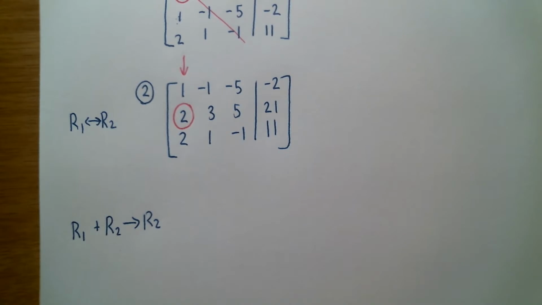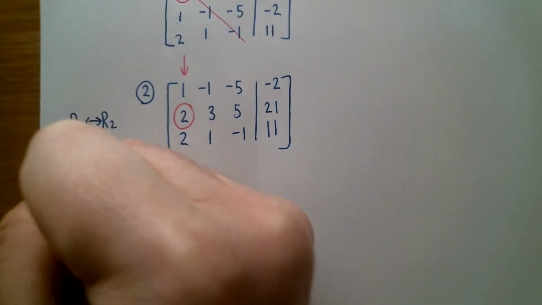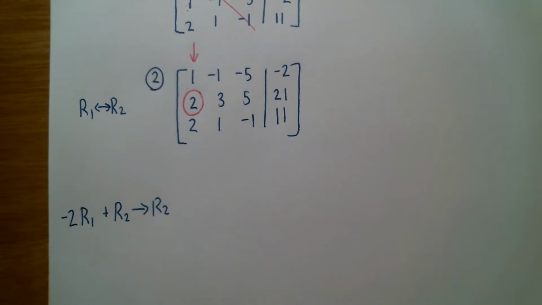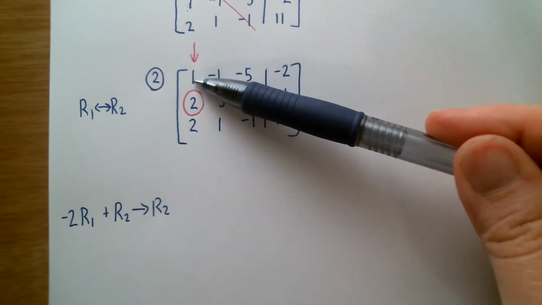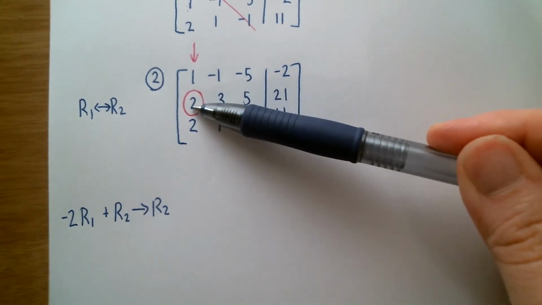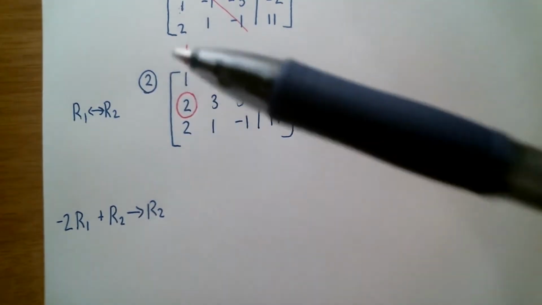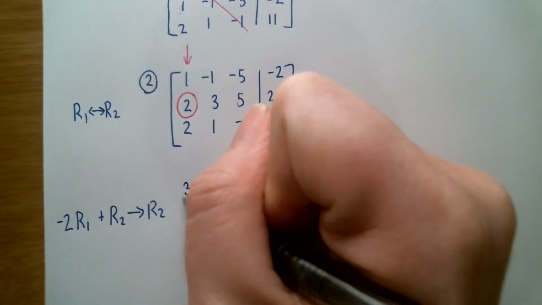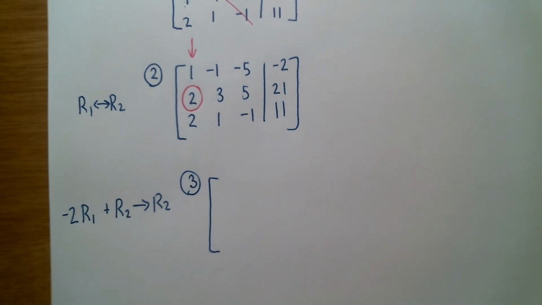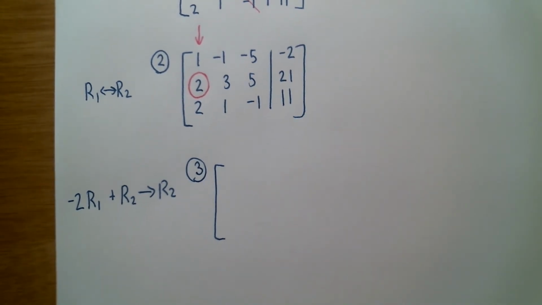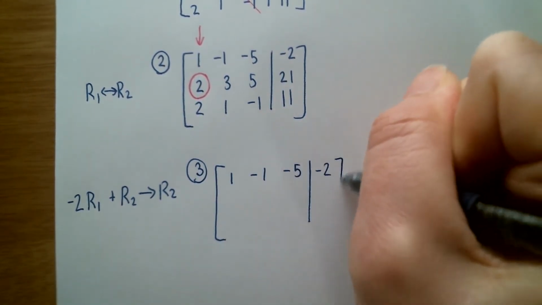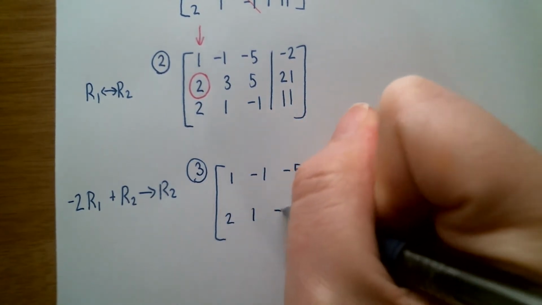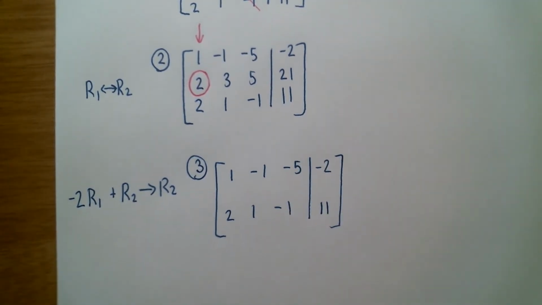Since we're trying to get rid of a +2, we're going to multiply by -2. So our row operation is going to be -2 times row 1 plus row 2 becomes the new row 2. If you take row 1 and multiply by -2, that would put a -2 right here. You add it back to the +2, and you're going to get your 0. So our third matrix will be, in this step, row 2 is changing, so we're going to leave row 1 alone. We're going to leave row 3 alone.